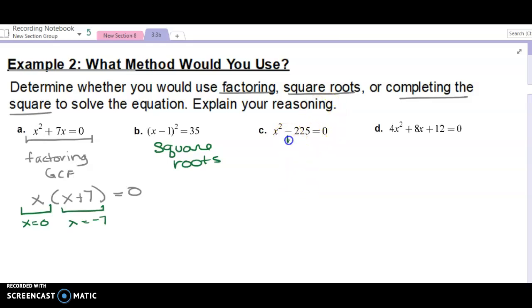Okay, same thing here. If we add 225 to both sides, I'm left with x squared equals 225. And then we could also use our square roots method.